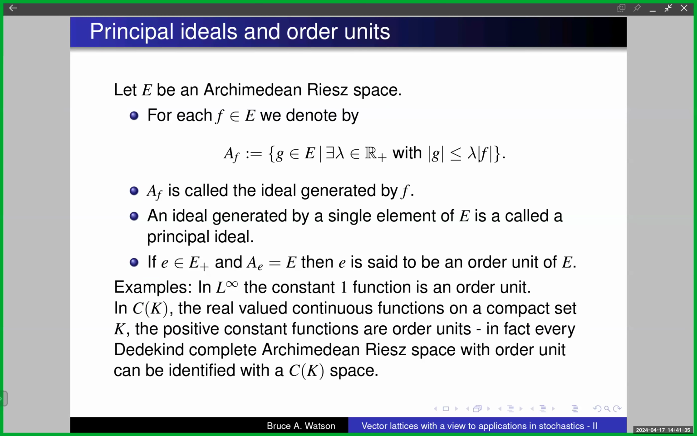If we take C(K), the real valued continuous functions on a compact set, these functions are all bounded. So we can take the positive one function again, and that is an order unit. So these are all order unit spaces. And in fact, every Dedekind complete Archimedean Riesz space with order unit can be identified with a C(K) space.